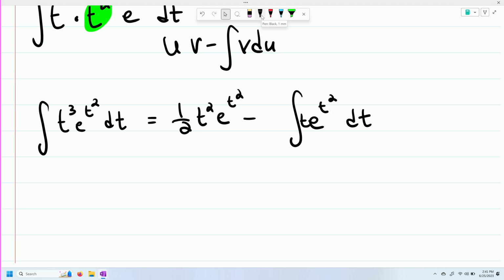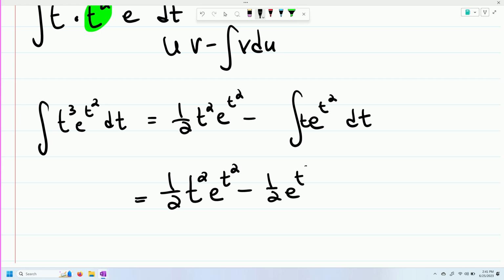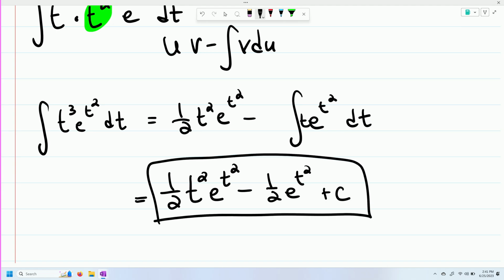And now, when we integrate this, we get 1/2 t to the second e to the t to the second minus the integral of t e to the t to the second dt, which is equal to 1/2 e to the t to the second plus c, using u substitution.